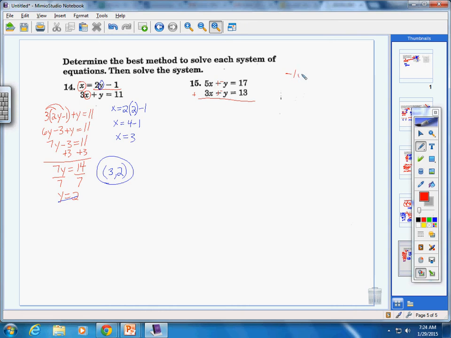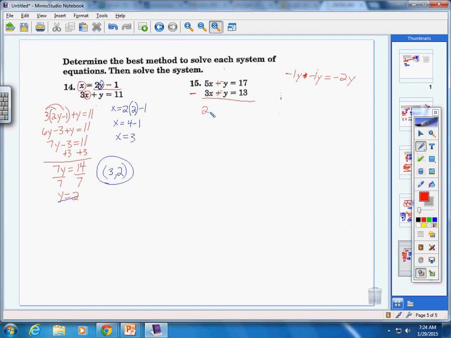Let me write that out for you just so we can see this. Negative 1y plus negative 1y actually equals negative 2y. Since that has not eliminated my y's, we know we've chosen the wrong operation. So let's just erase that really quickly and start over. Obviously, we're going to subtract.